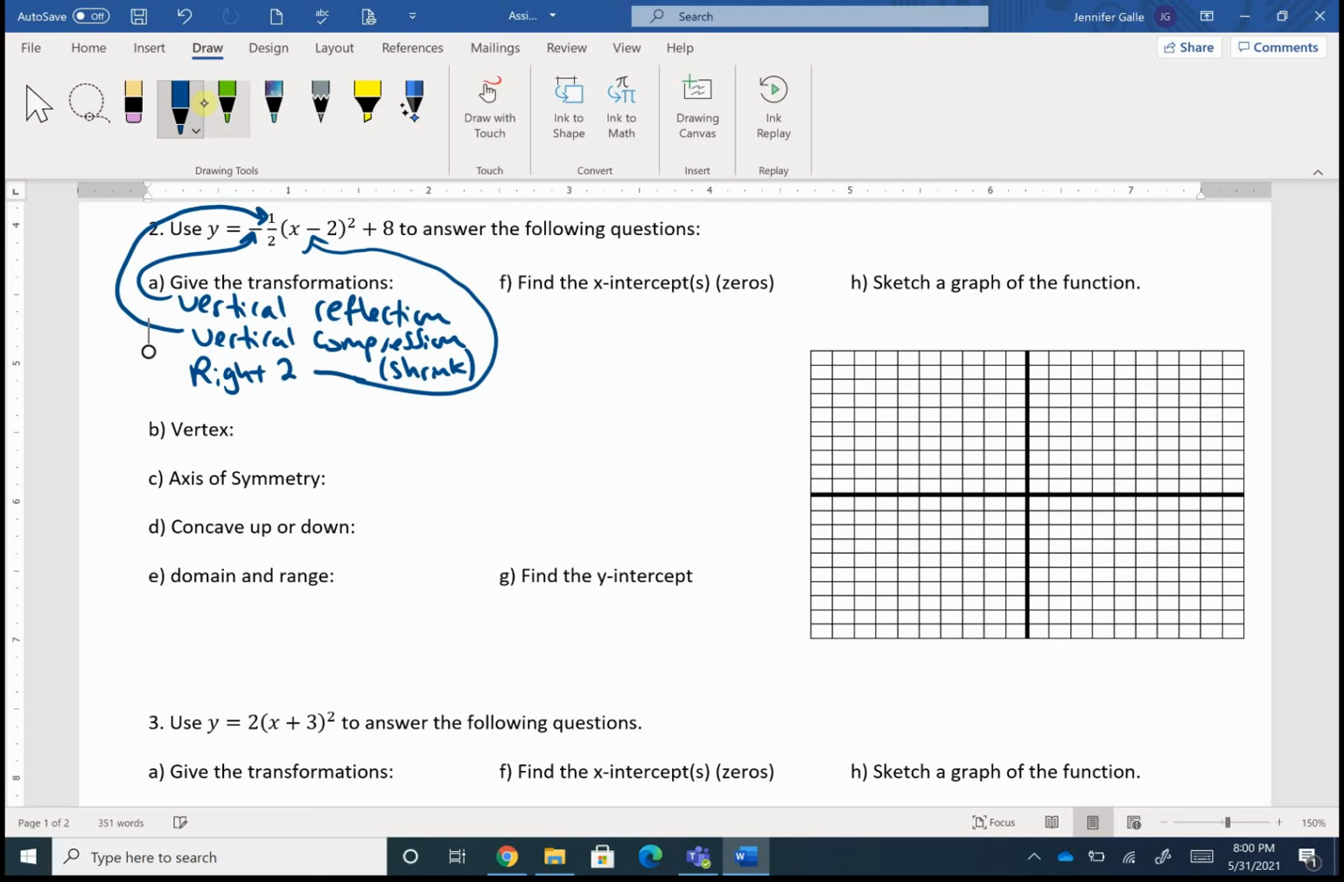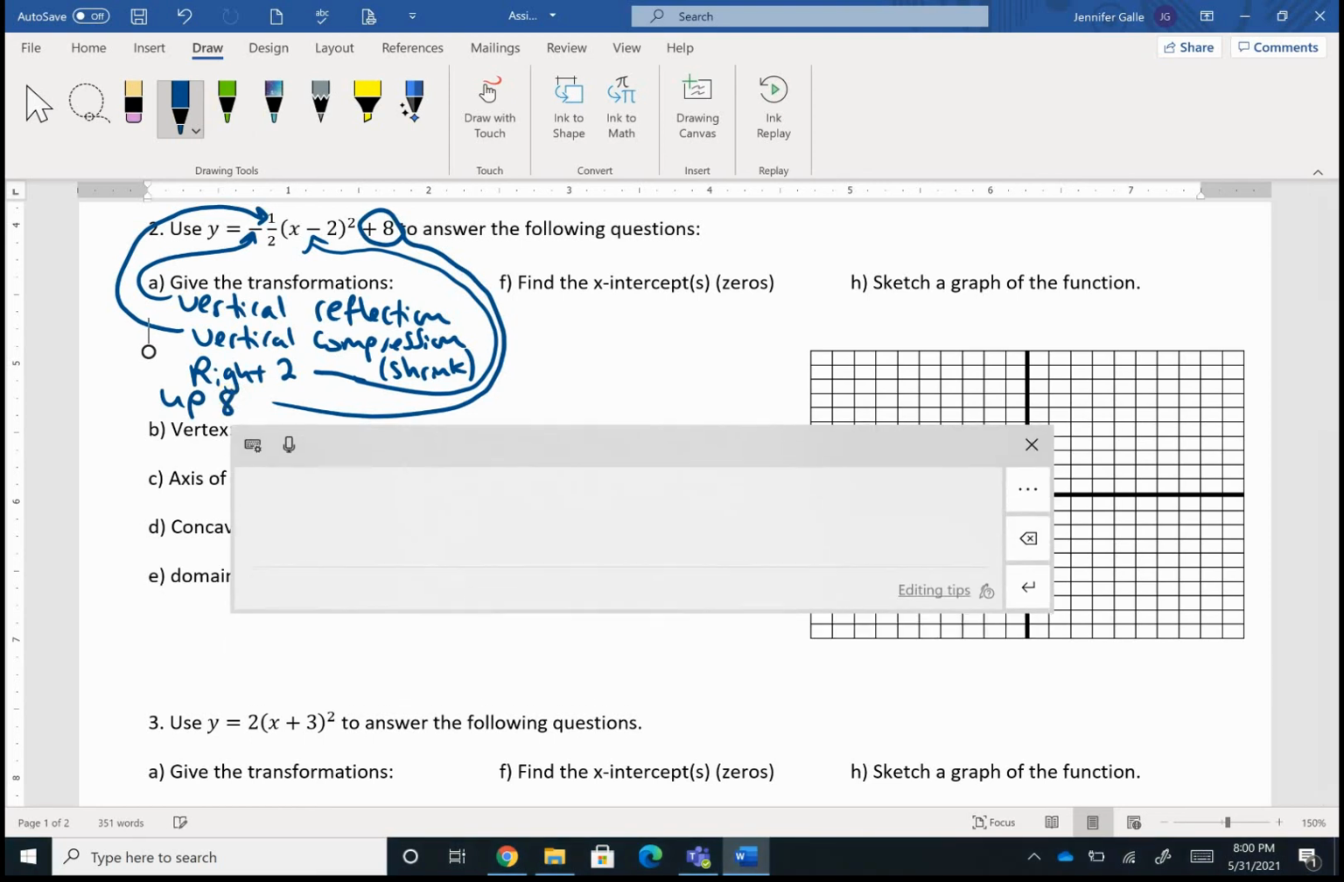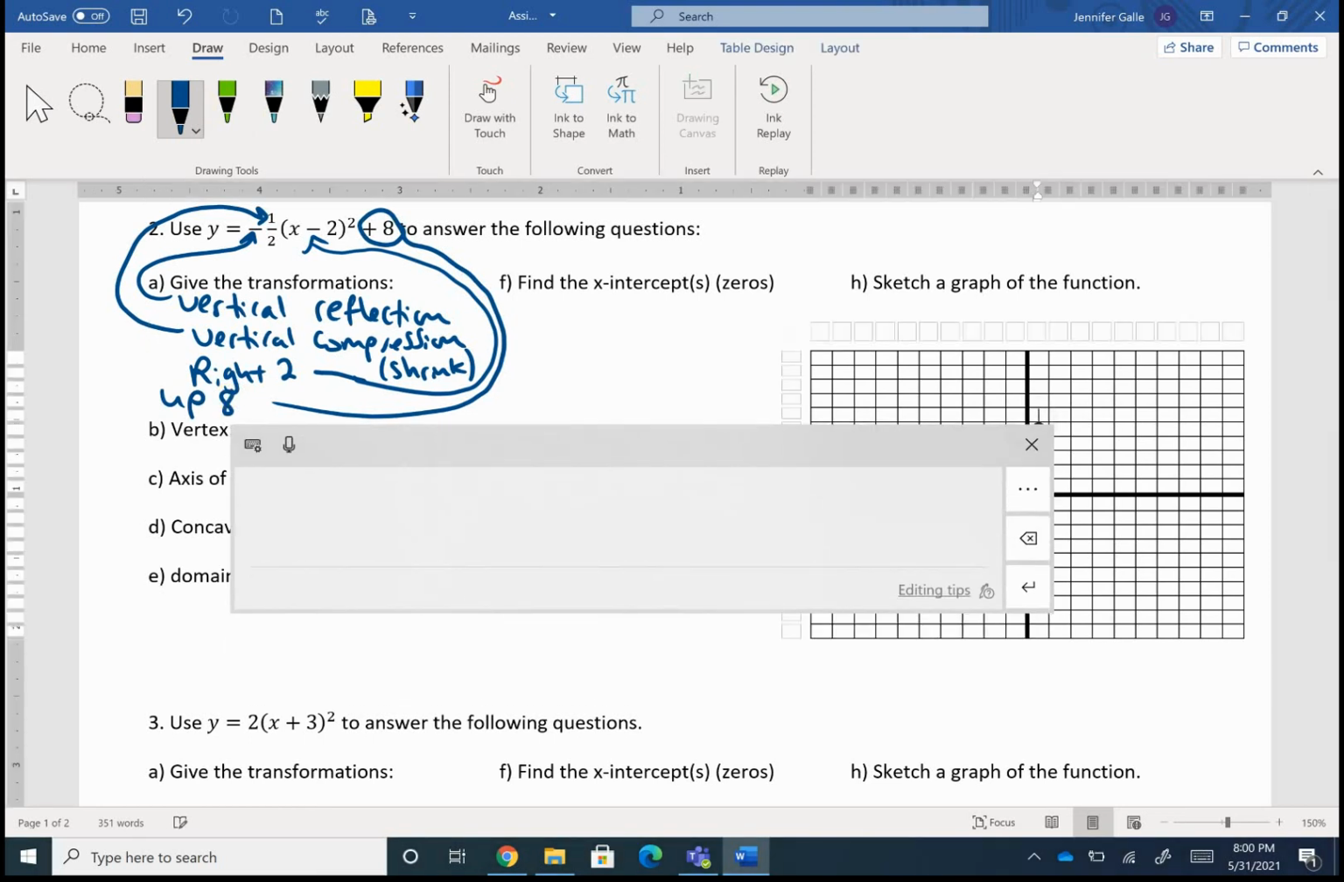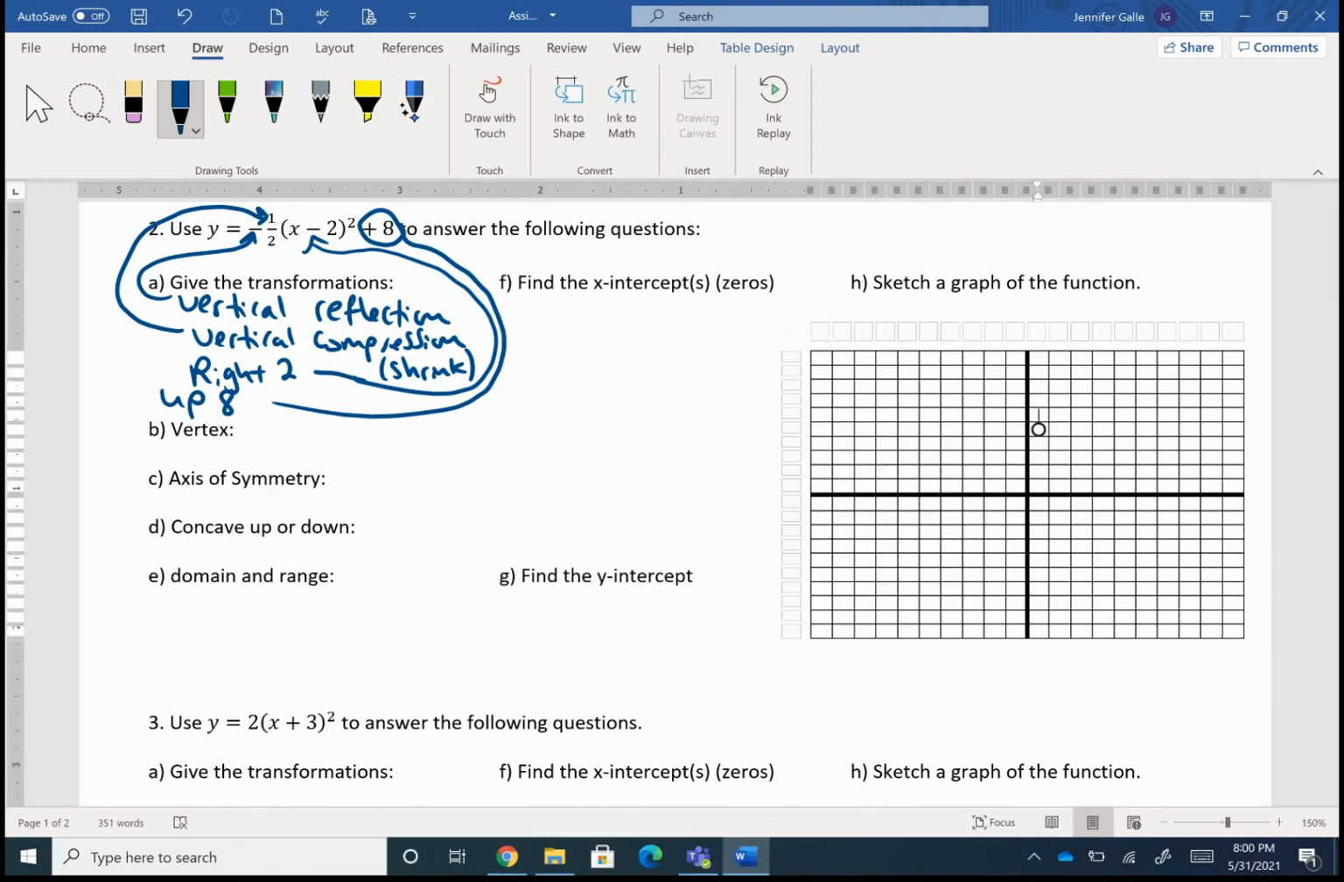Last but not least, the +8 outside the parentheses, that sign does exactly what we think it should. It does go up 8. So there's our transformations. I've drawn arrows to each piece to show where that transformation comes from, how we know our graph does that specific thing.